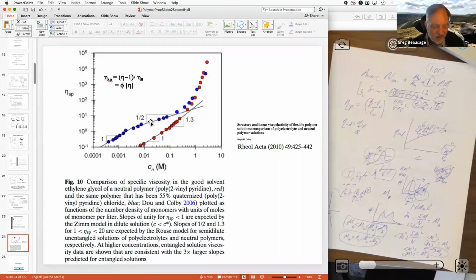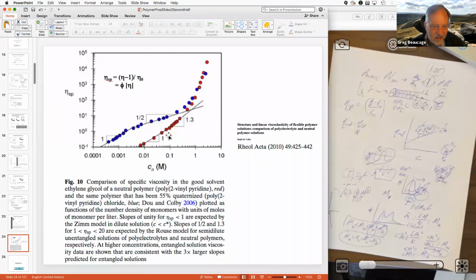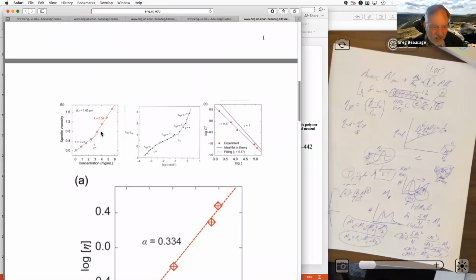So in this paper, he sees this kind of increase in slope. It looks a lot like the uncharged linear chain, right, where there's a weak increase, and then another increase where it actually has entanglement. There's a weak increase here. So this is acting something like an uncharged chain.